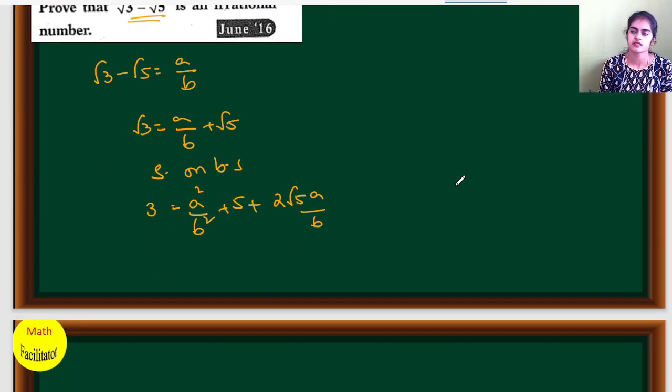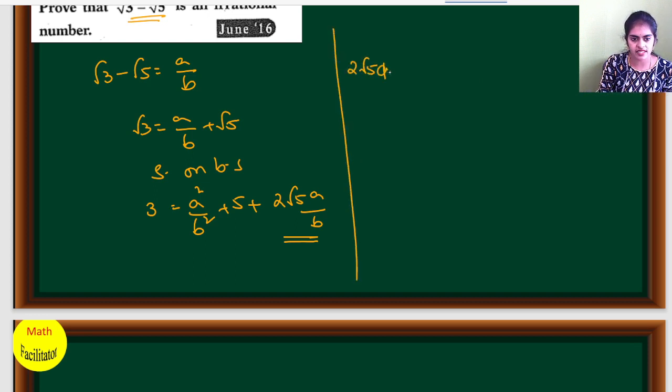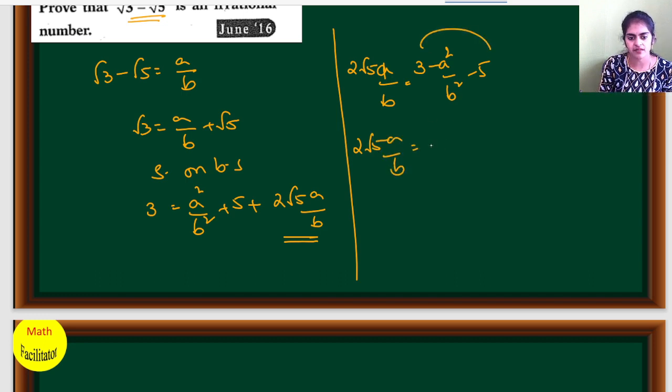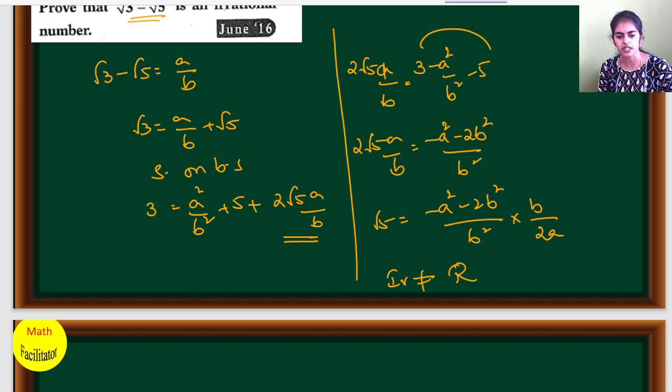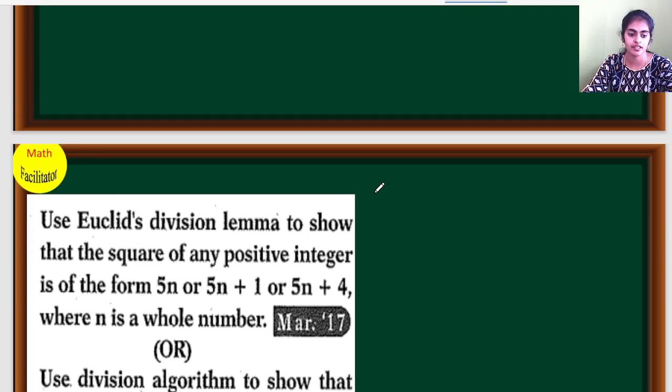Now this 2 root 5, this is the irrational term. So keep it on the same side. Take all the other terms to the one side. So you have 3 minus a square by b square minus 5. Now you got the answer already. See, 2 root 5 a by b equal to 3 minus 5 is minus 2. So minus a square minus 2 b square by b square. So root 5 is equal to minus a square minus 2 b square by b square into, I can write this as b by 2a. And you can solve it further. This is rational, this is irrational, cannot be equal. Okay, the same model. Are you able to understand?